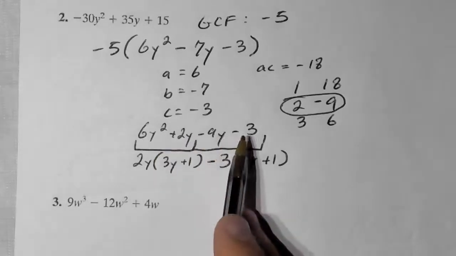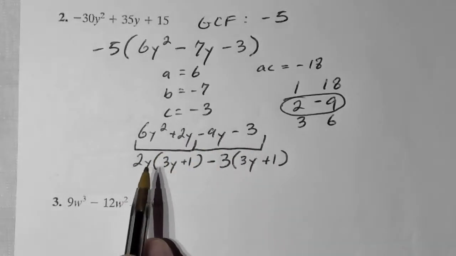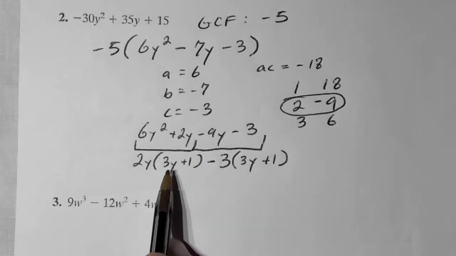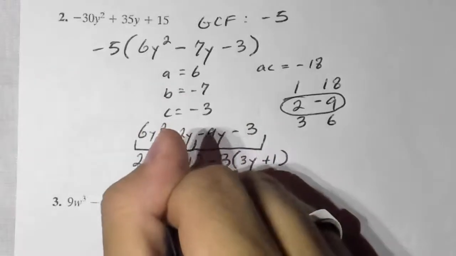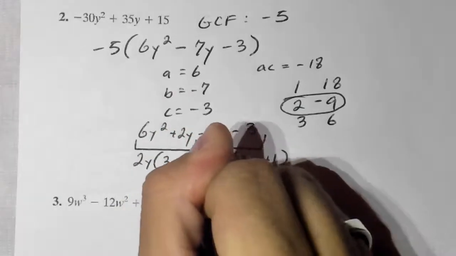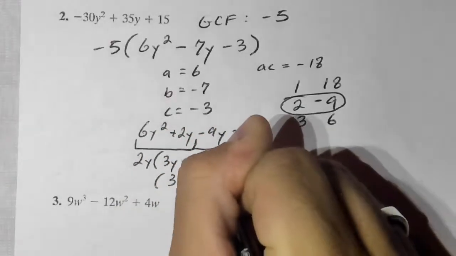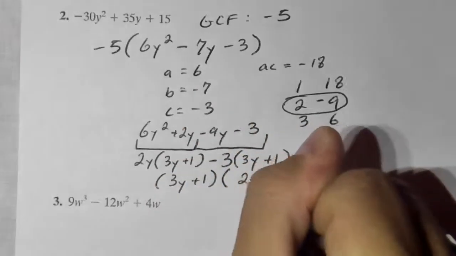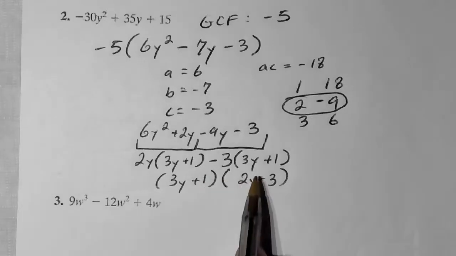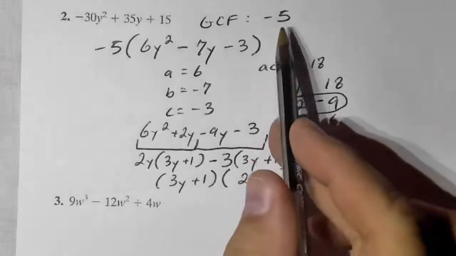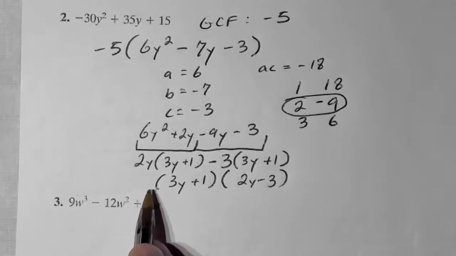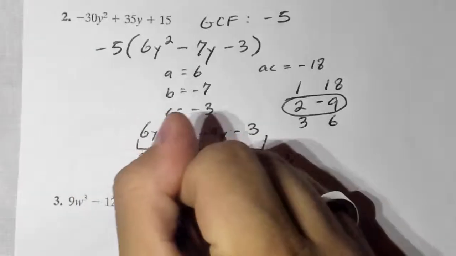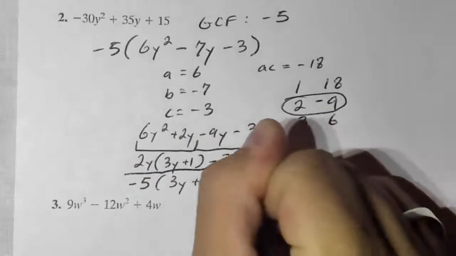So now this 4-term polynomial has been rewritten as a 2-term binomial with a common binomial factor of 3y plus 1. So that is going to get factored out, 3y plus 1. And in the other parentheses is what's left, 2y minus 3. Neither of these binomials will factor further, but again, do not forget our GCF of negative 5 that needs to be brought down in front, and this becomes the final answer for skills practice number 2.